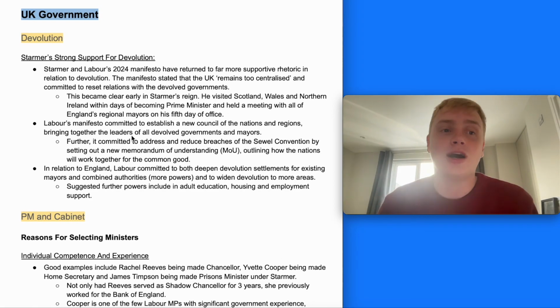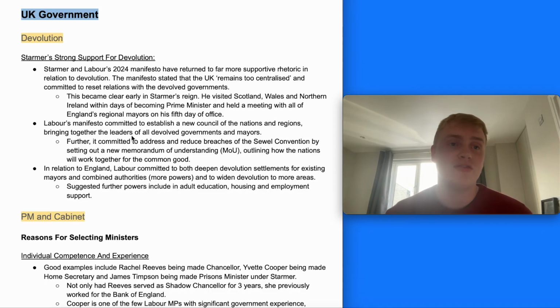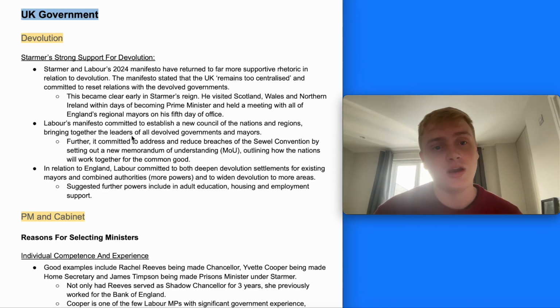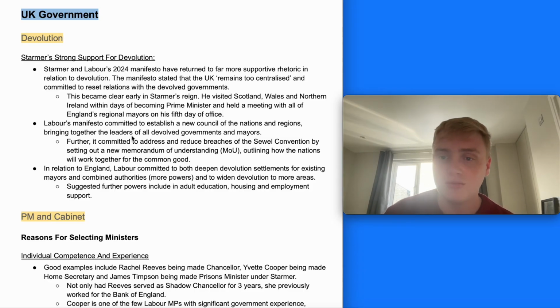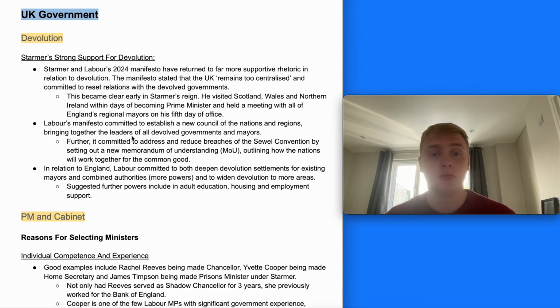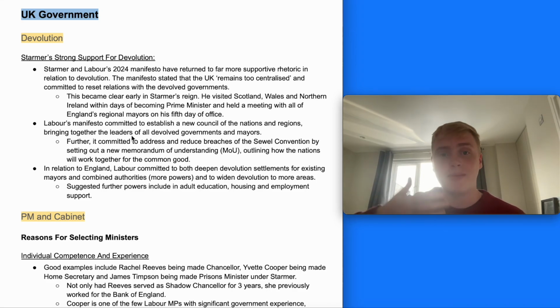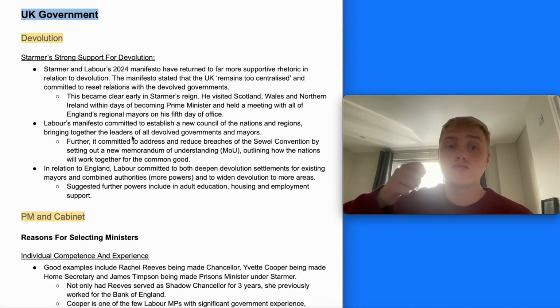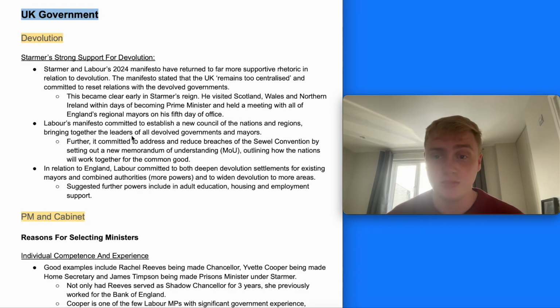Final key things we're going to have a look at are some UK government updates. Firstly, looking at devolution. So in Labour's 2024 manifesto, there was a return to supportive rhetoric in relation to devolution, after Boris Johnson, Truss and Sunak moving a bit away from support for devolution. So the manifesto stated that the UK remains too centralised and committed to reset relations with the devolved governments. And you saw that early in Starmer's premiership.